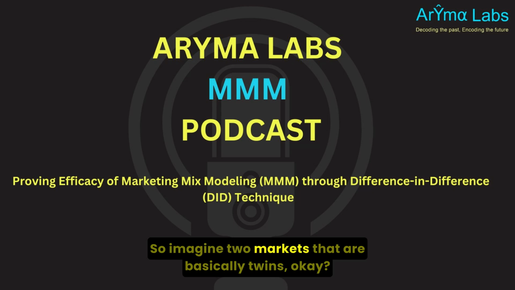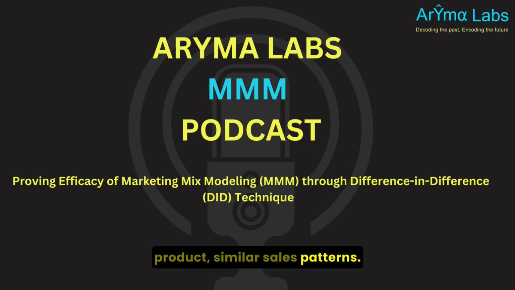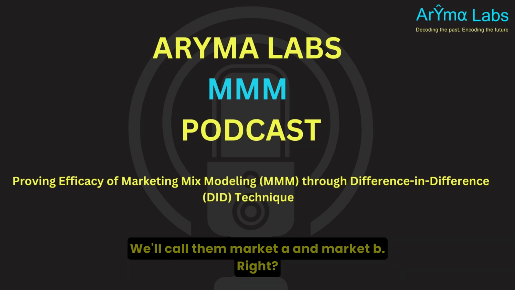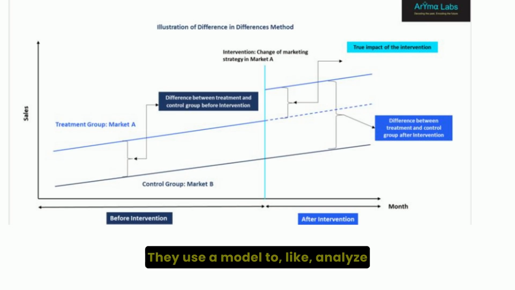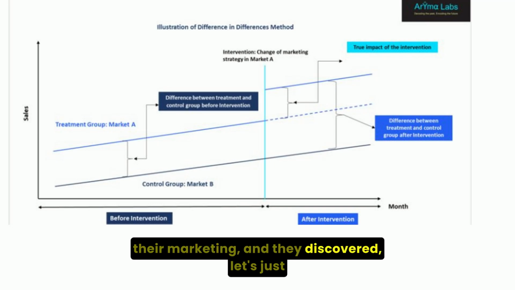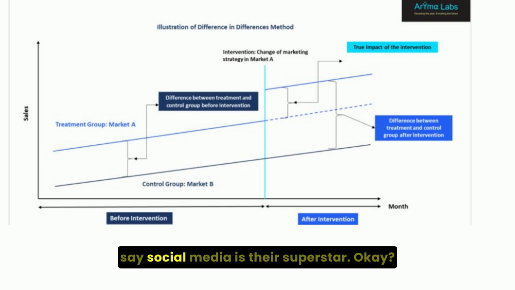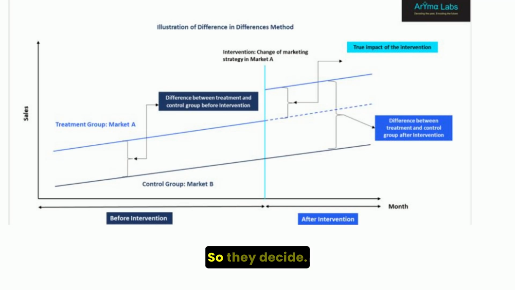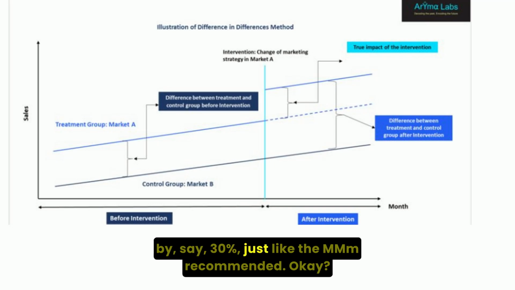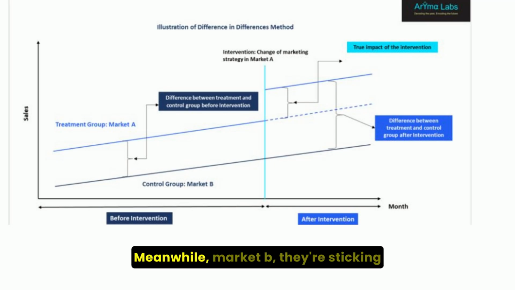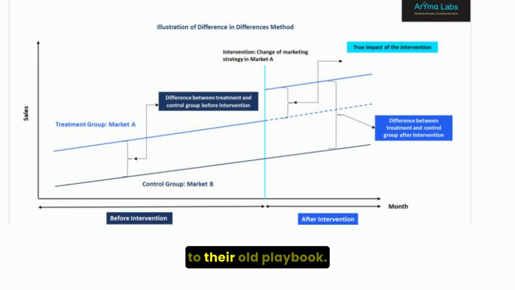So imagine two markets that are basically twins. They're selling the same product, with similar sales patterns. We'll call them Market A and Market B. All right, got my imaginary markets all set up. Perfect. So Market A decides to go all in on MMM. They use a model to analyze their marketing, and they discover, let's just say, social media is their superstar. So they decide, all right, let's crank up our social media spending by, say, 30%, just like the MMM recommended. Meanwhile, Market B is sticking to their old playbook.